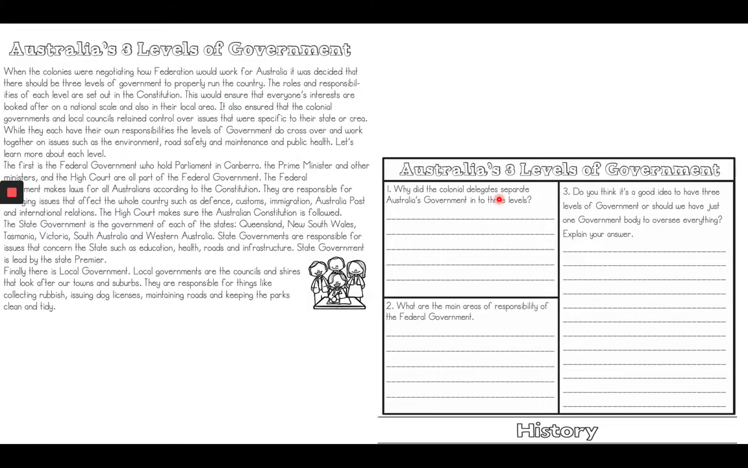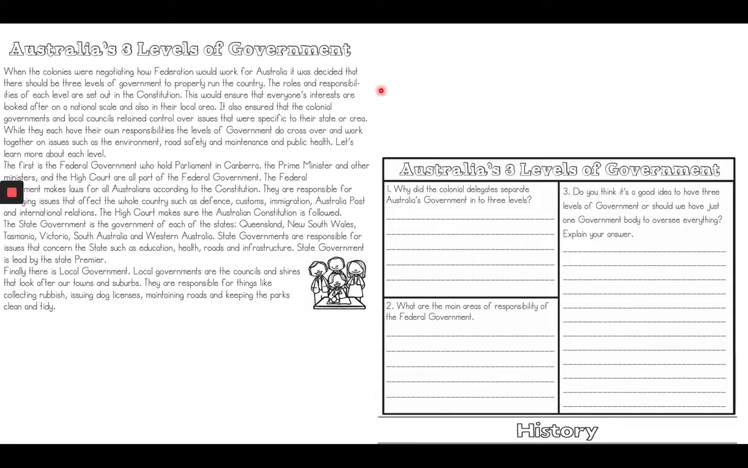Then we are looking at our history with our comprehension this week. The comprehension this week is a topic that we know very well. It is Australia's 3 levels of government. When the colonies were negotiating how federation would work for Australia, it was decided that there should be 3 levels of government to properly run the country. The roles and responsibilities of each level are set out in the Constitution. This would ensure that everyone's interests are looked after on a national scale and also in their local area.